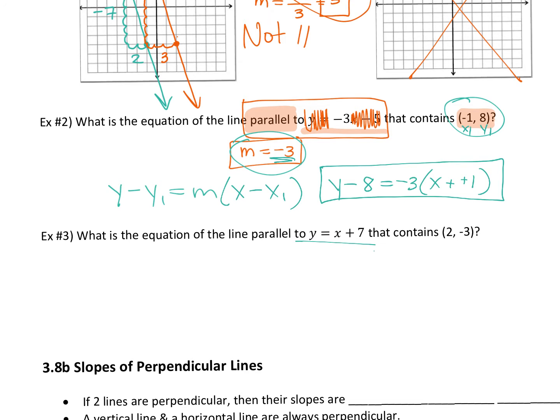What are you supposed to pull out of this equation if we want to be parallel to it? Slope. A slope of 1. Okay, so you have a slope, you have a point, put it into that form. What do you get? Lay that out.